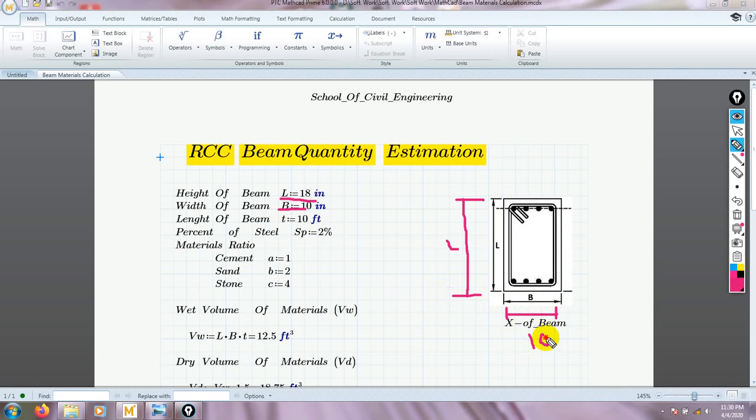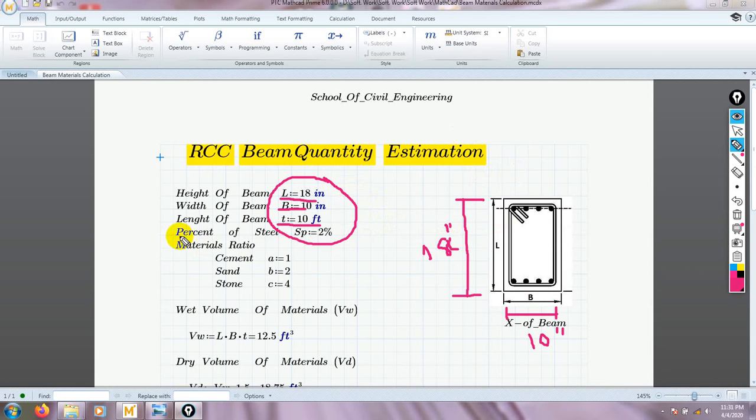So it's 10 inch wide and 18 inch high. And here is the length of the beam. We have considered T equal to 10 feet. We have considered a 10 feet length beam. So for that criteria I will analyze the beam and estimate the beam quantity.